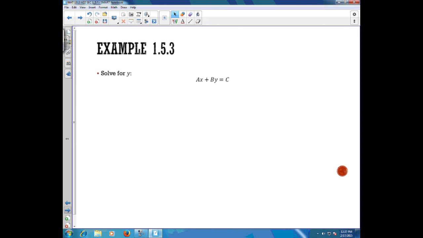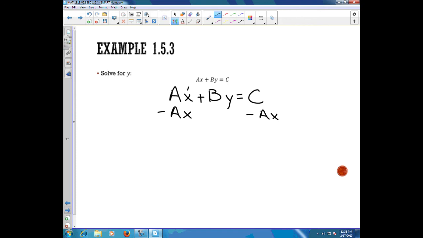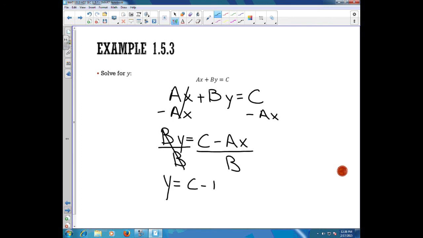So now we have ax plus by is equal to c. This one should look somewhat familiar. We want to solve for y. We want to get y by itself. So we're going to subtract ax from both sides. And we get b times y is equal to c minus a times x. Now we can just divide by what's not y, so we're going to divide both sides by b. And we get y equals c minus a times x over b.